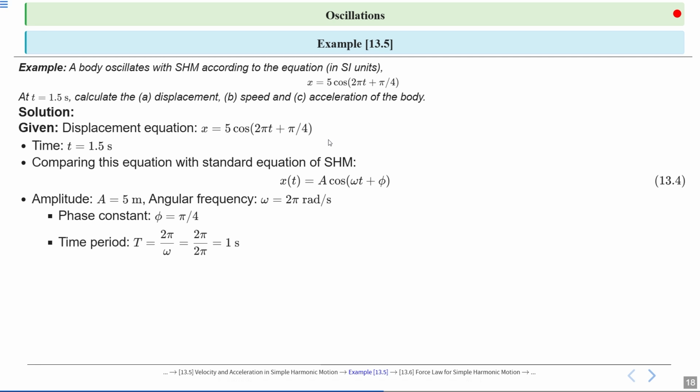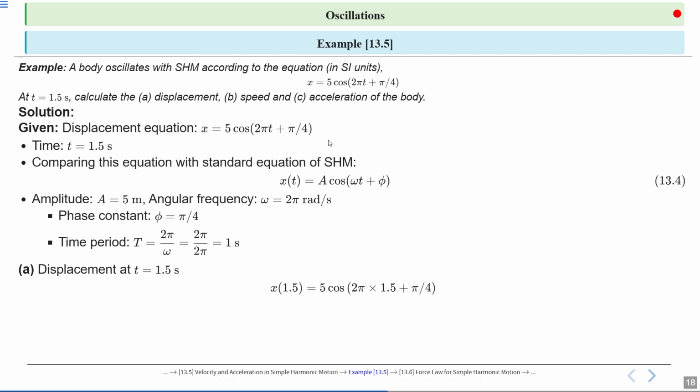Time period T equal to 2 pi divided by omega, and here omega is 2 pi, so T equal to 1 second. This means the body completes one full oscillation every second. So let's start with part A, finding the displacement at t equal to 1.5 seconds. So we will substitute t equal to 1.5 into our displacement equation. The displacement tells us how far and in which direction the body is from its mean position at a specific time.